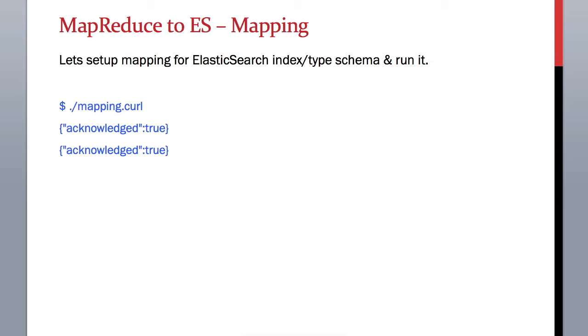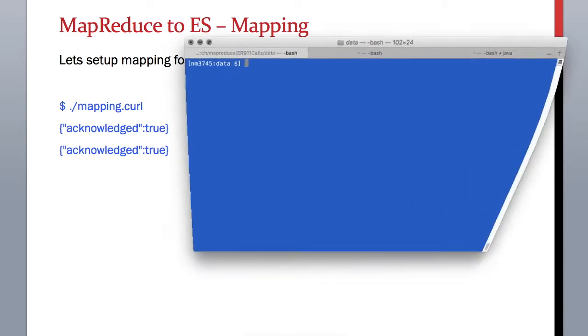Now we have input data ready in our HDFS, but we also need Elasticsearch to have an index and a type. And on top of that, we want to apply a mapping. So open the terminal.